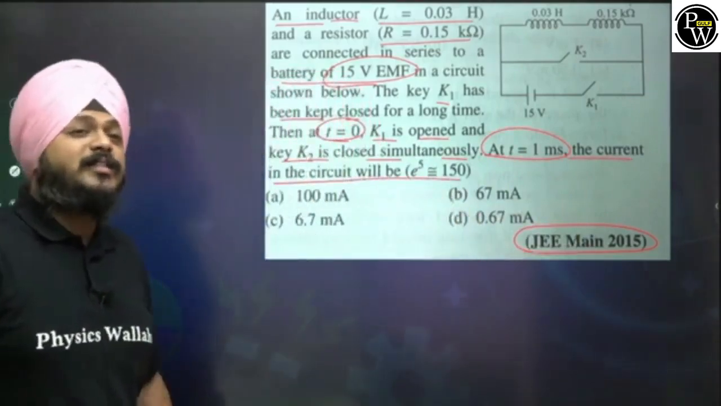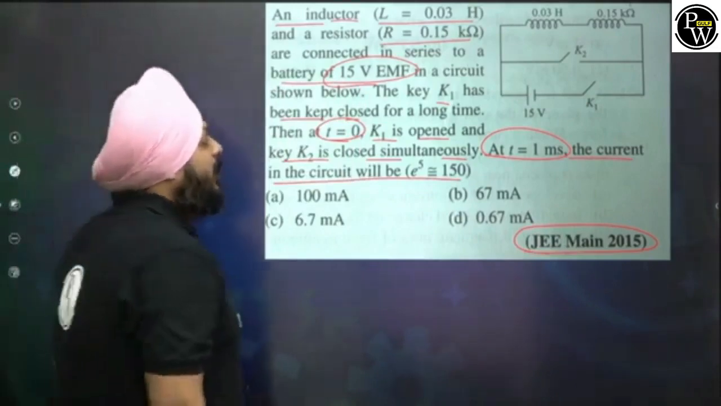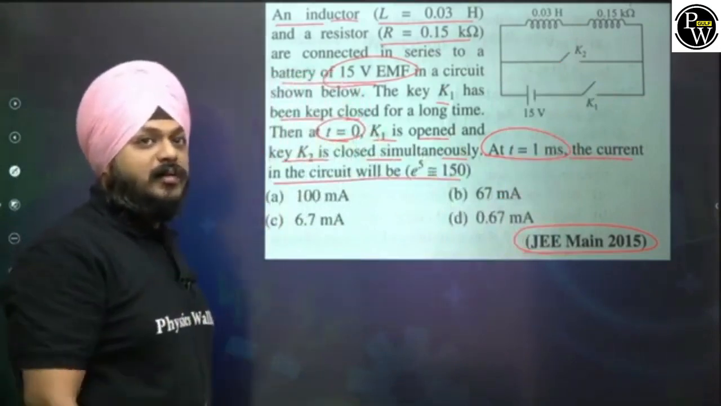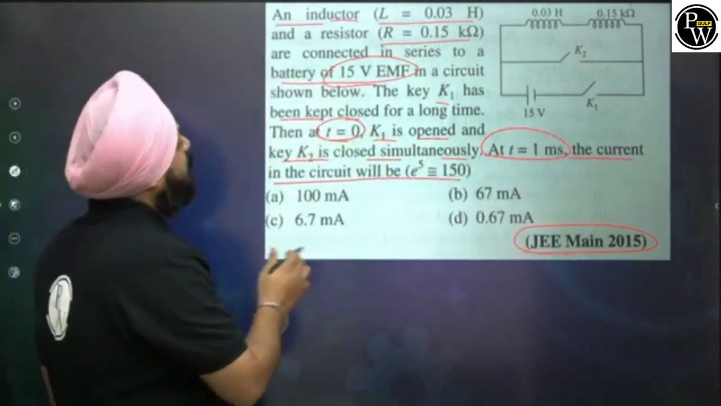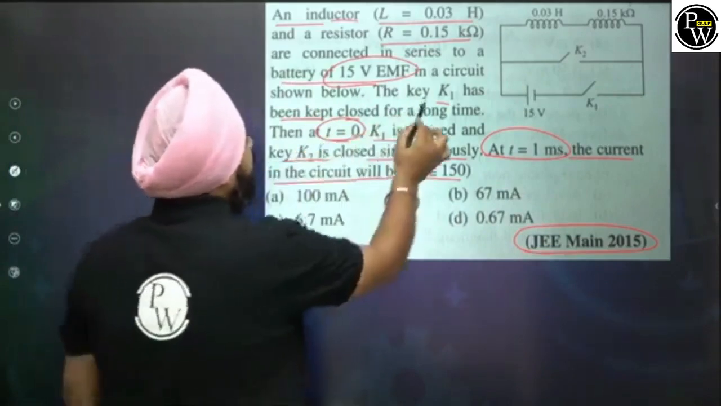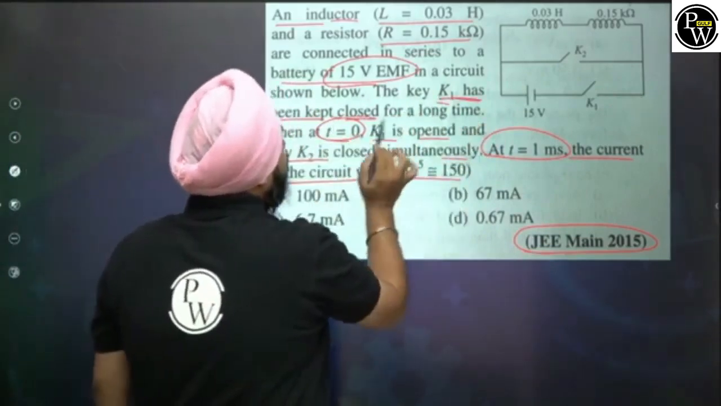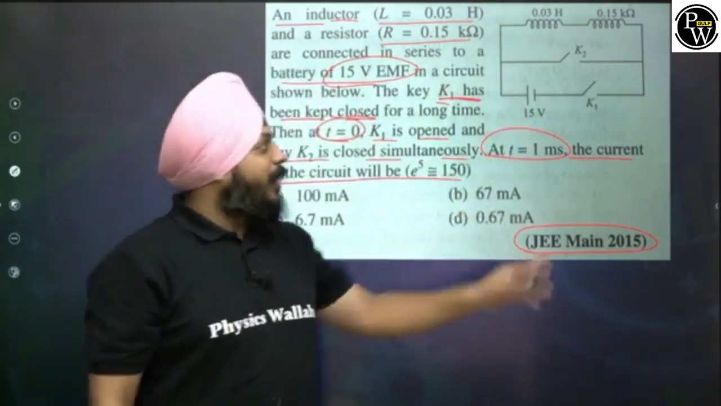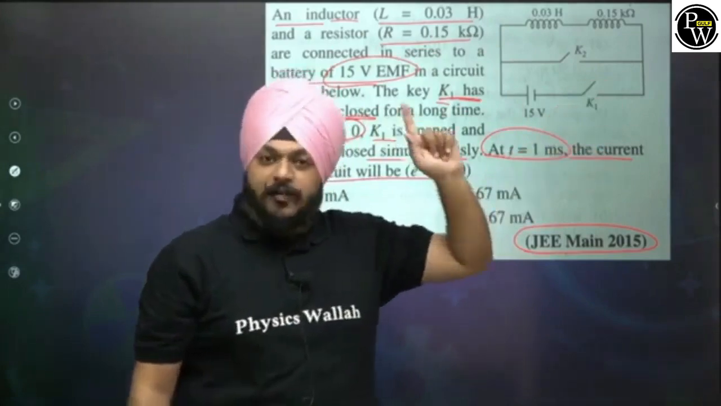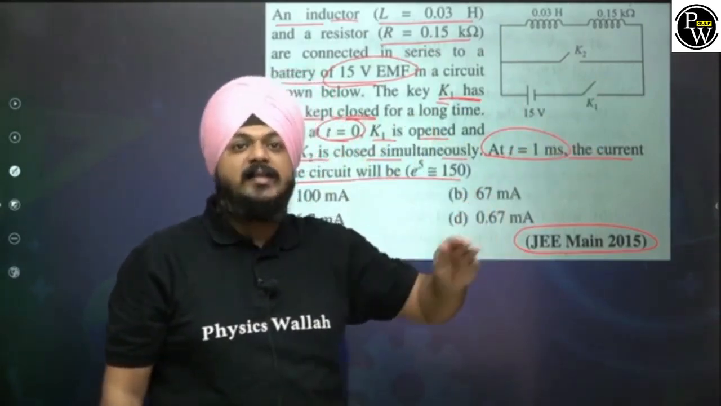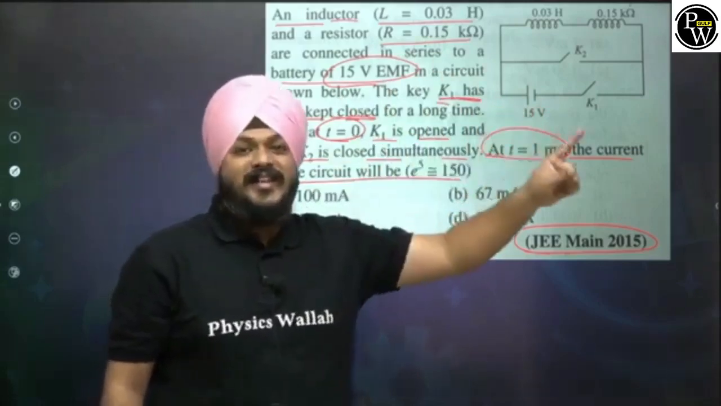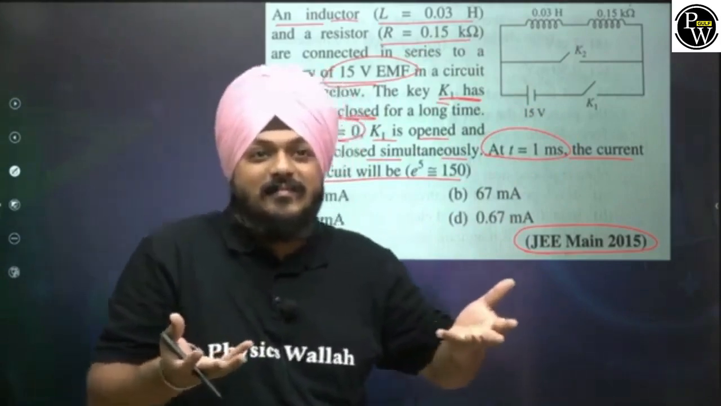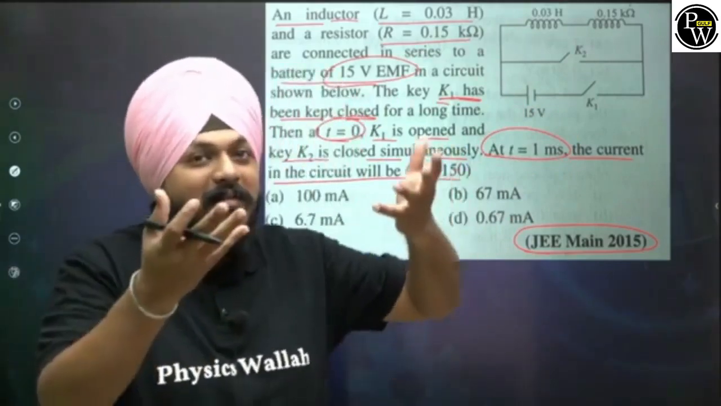See, mark my words, what does this question state? First, K1 was closed. Sorry, K1 was closed first. K1 has been kept closed for a very long amount of time. If K1 is kept closed for a very long time, then the circuit is in what state? Transient state. Current is rising.